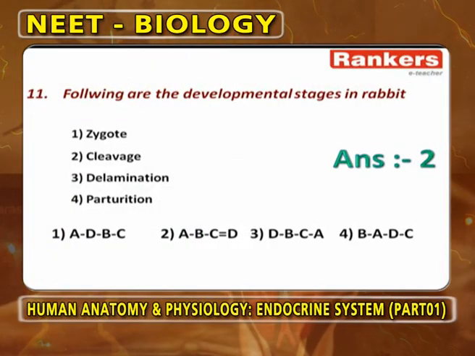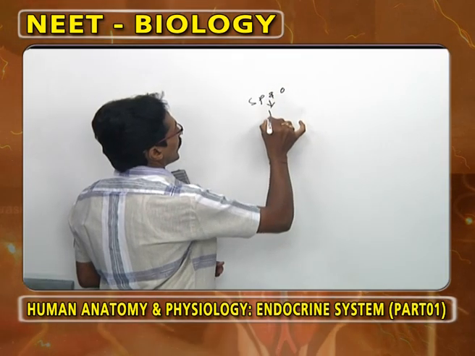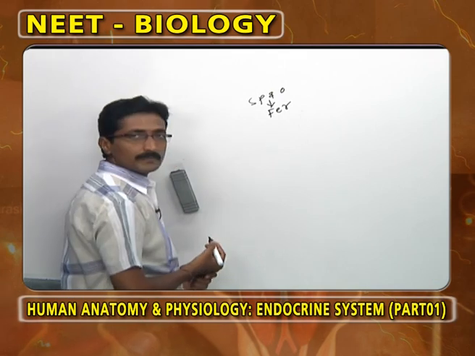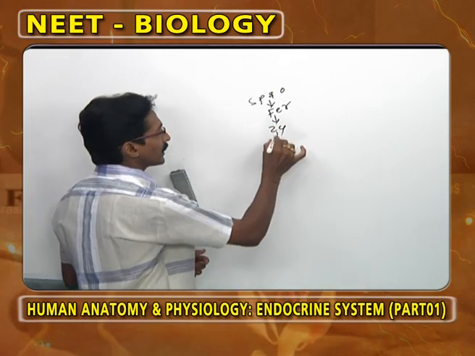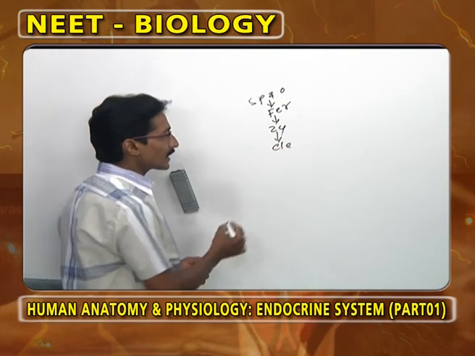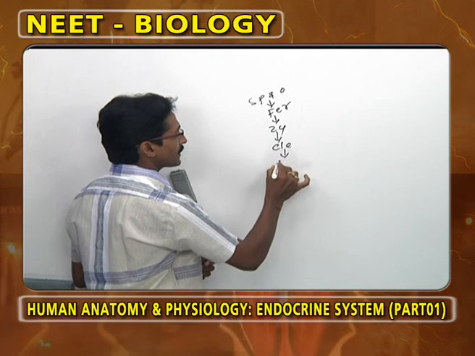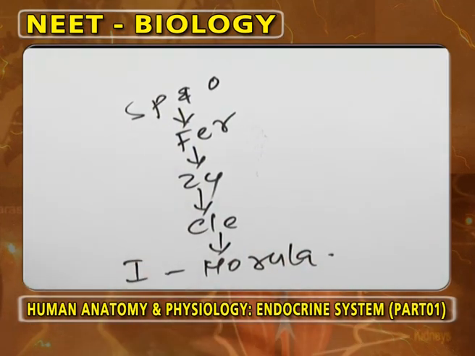Following are the developmental stages in the rabbit. Now the sperm and ovum undergo fertilization. Because of the fertilization we are getting the zygote. Now the zygote undergoes cleavages. CLE means cleavages. After cleavages we are getting the first stage of development, morula.